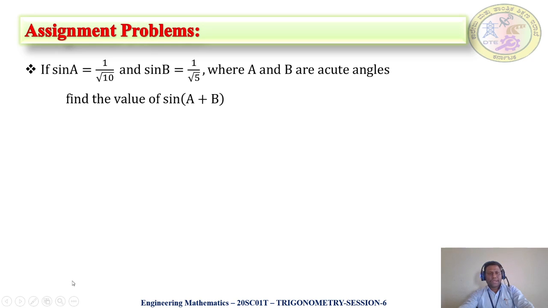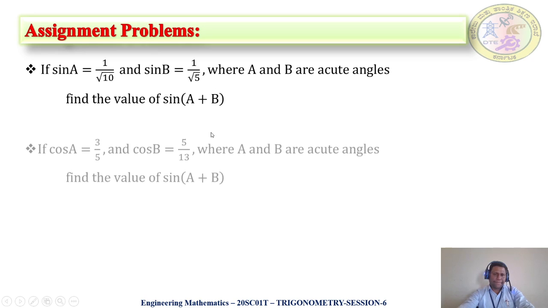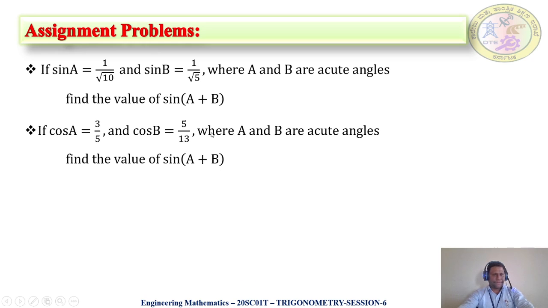So what we have done: sin A is given, and cos A is root of 1 minus sin square A. By using that, find cos A. Then cos B is equal to root of 1 minus sin square B. By using that formula, find cos B. Then write the formula for sin of A plus B, substitute, then simplify.